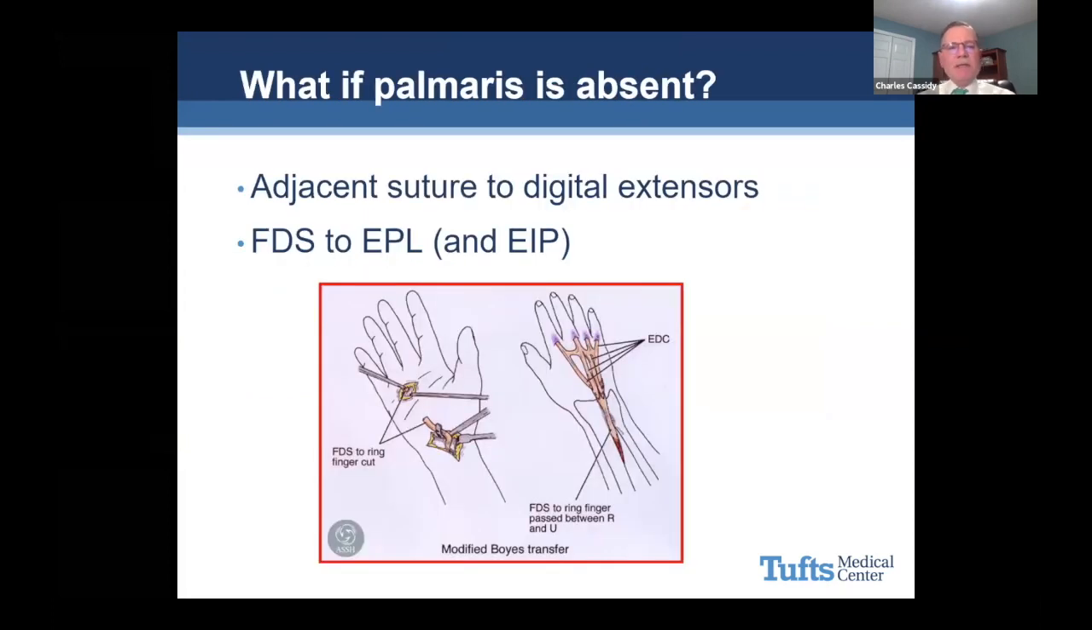So what's plan B? One option is the FDS to the EPL. You could do it to the EPL and the EIP if you'd like. So it has great excursion. It's probably a little stronger than necessary. Or you can just suture the EPL. Again, I would free it up. And ideally, you want to have that line of pull so it's really more abducting, but it's going to tend to retropulse a little bit if you leave it on the dorsum of the wrist like that. But after you've already done your transfer, then you suture the thumb into it so that the digits all open and close together like that.